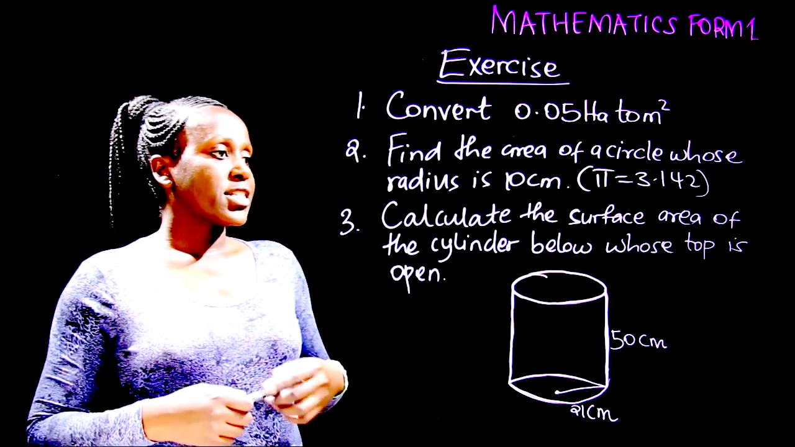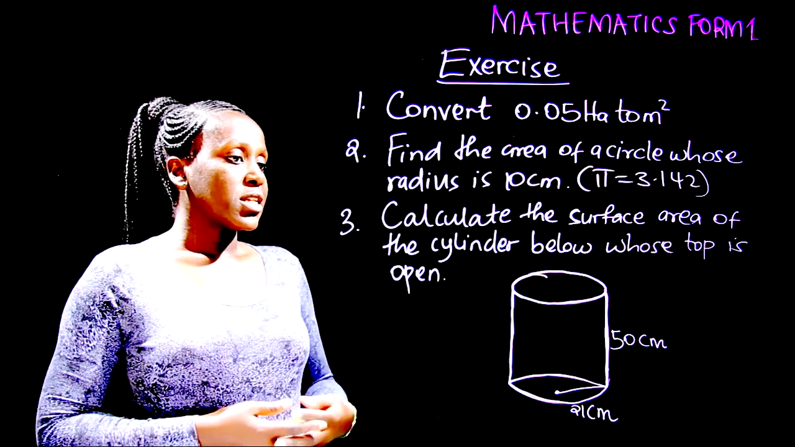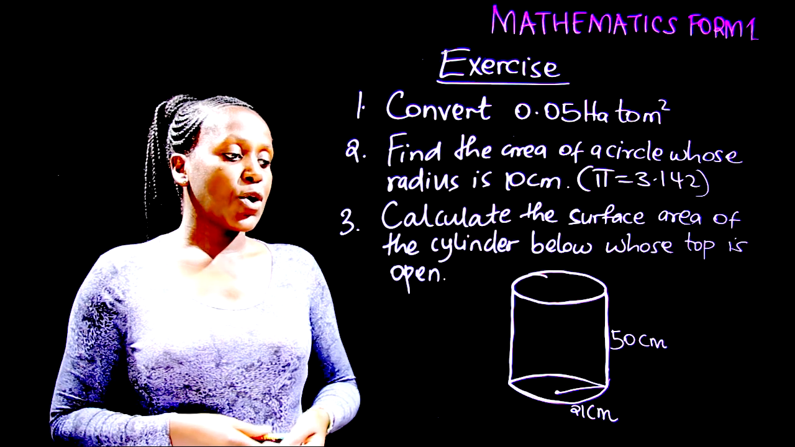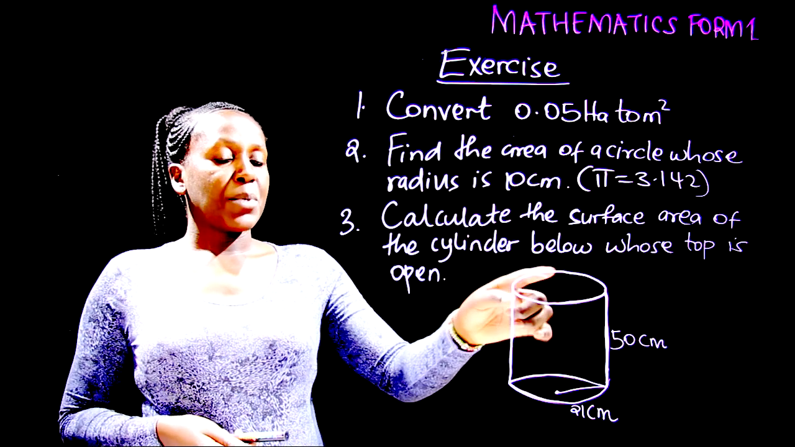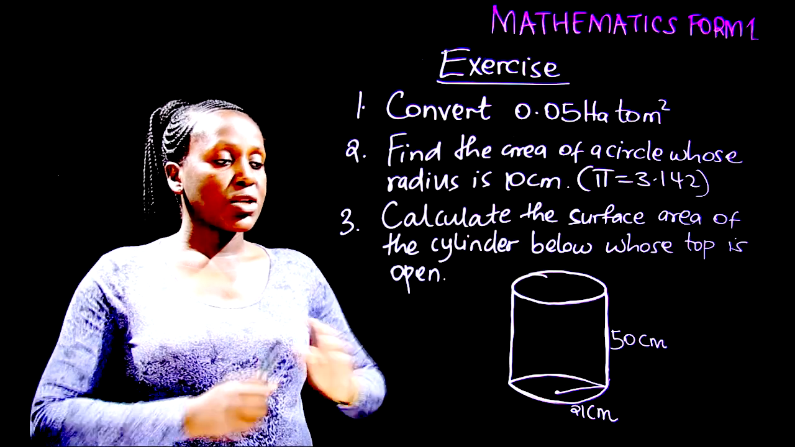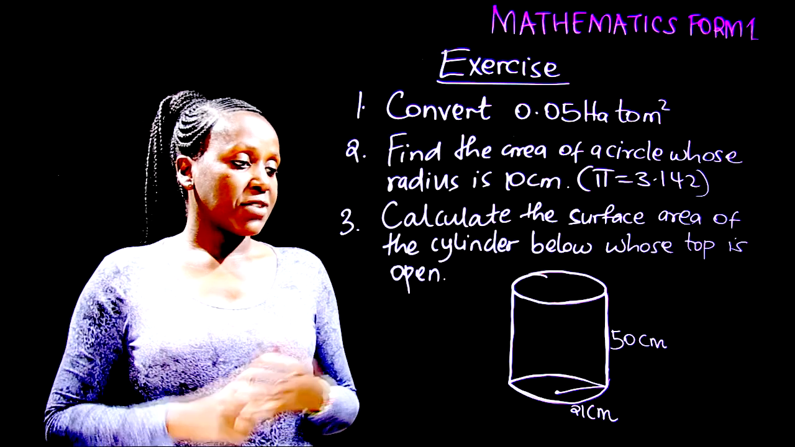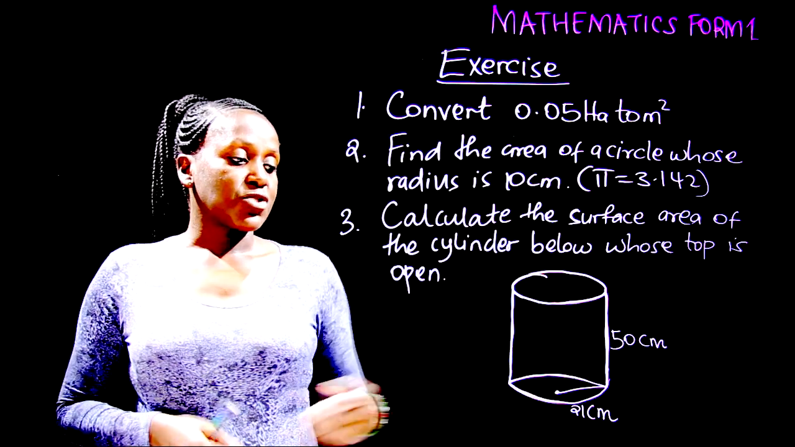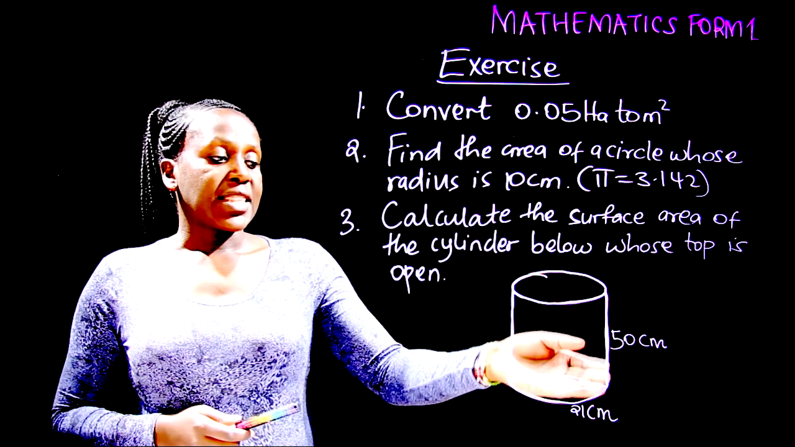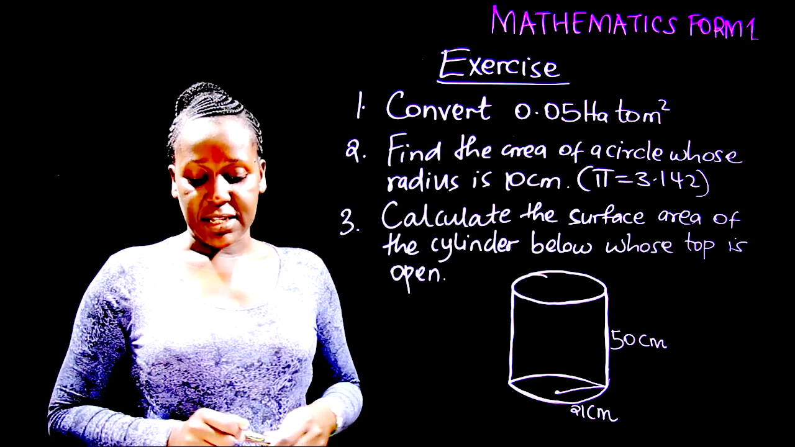Then, calculate the surface area of the cylinder below whose top is open. So the top part is open, only the bottom part is closed, of course, plus the curved surface. So the radius of this is 21 centimeters and the height is 50 centimeters.